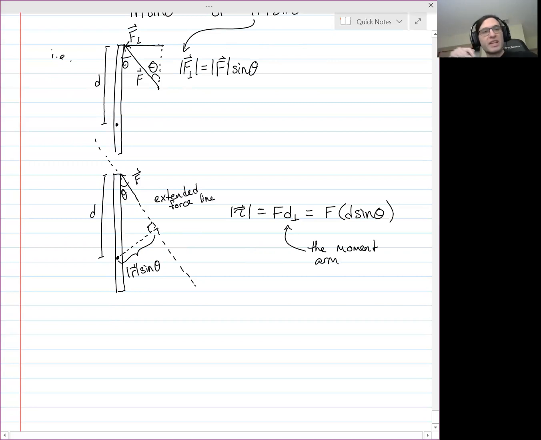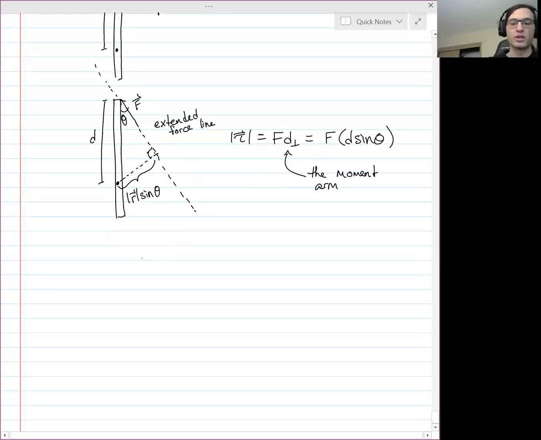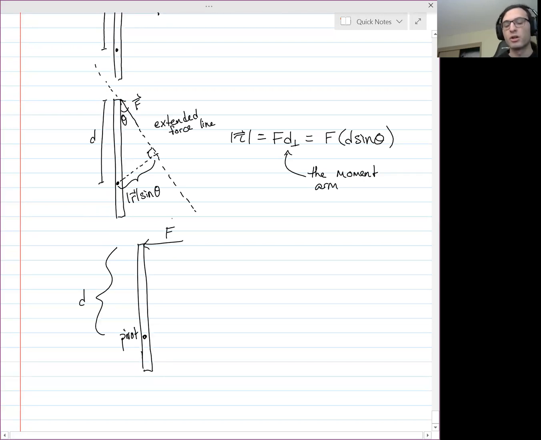The moment arm is defined to be the perpendicular distance between the pivot point and the extended force line. That is how the moment arm is defined. So if you hear someone talking about a moment arm, sometimes it is just the distance between the force and the pivot point when the force is applied perpendicular. So let's do another example. If we have the pivot point here, and this distance is again d, and the force is applied perpendicular to the moment vector r, then yes, d is the moment arm.